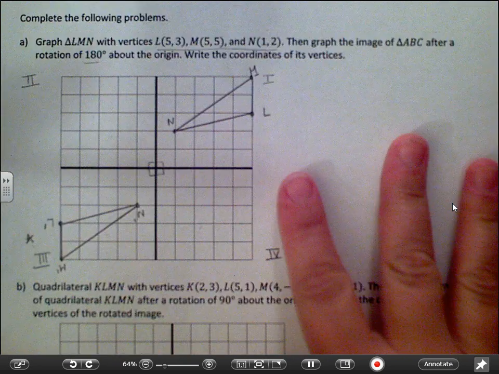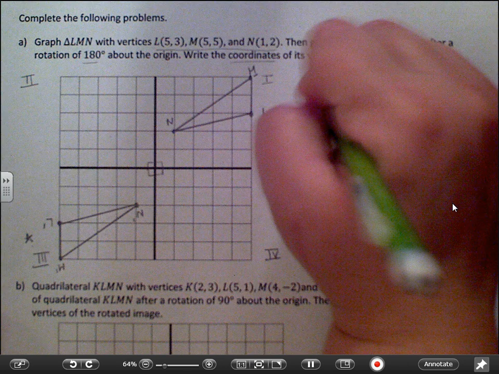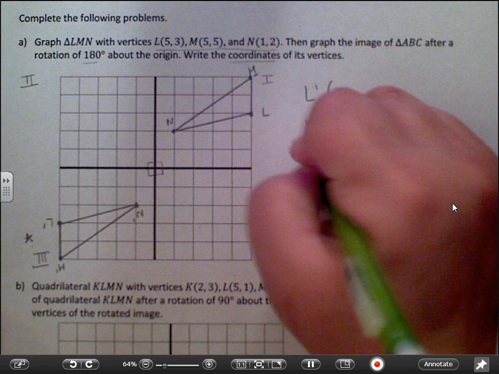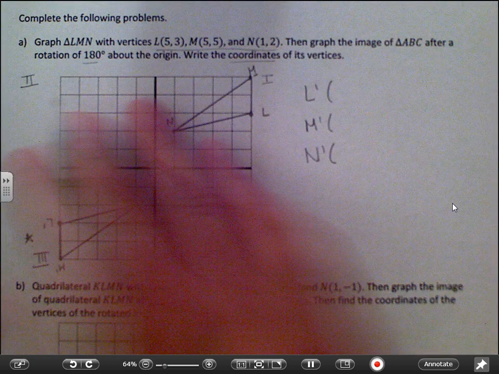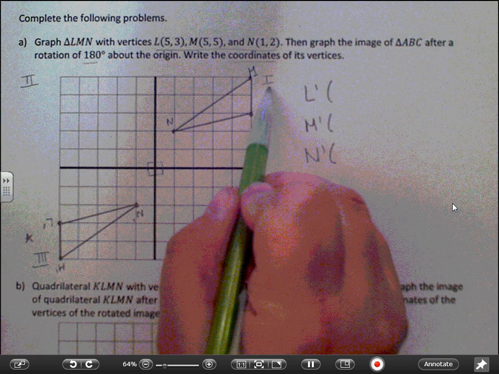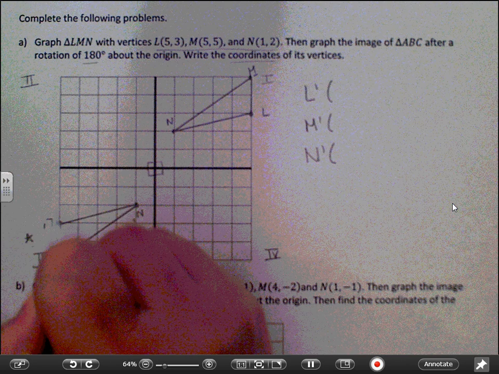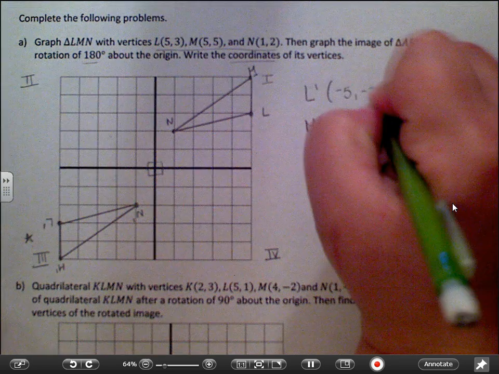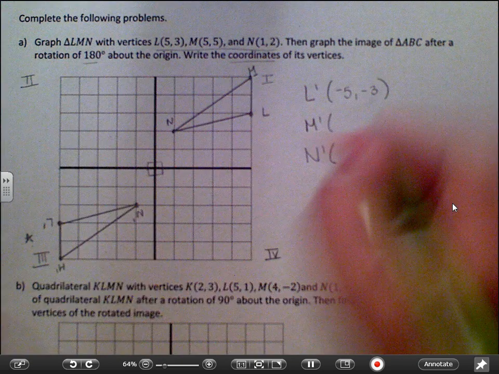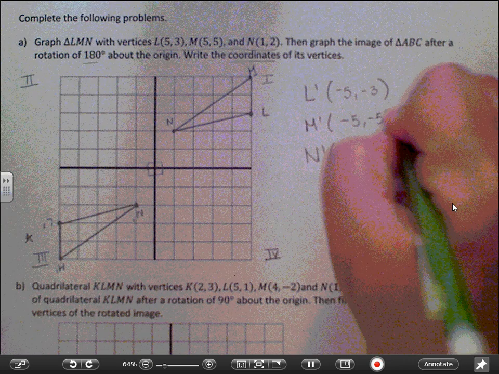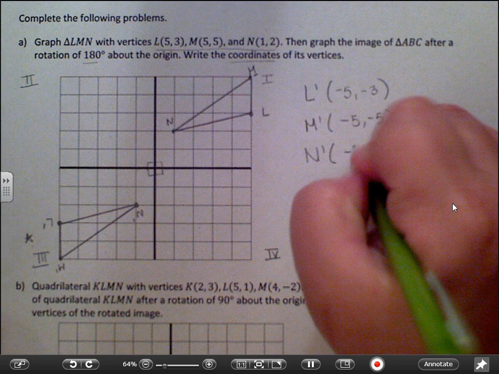Now I want the real coordinates of the image. We have L prime, M prime, and N prime. I'm back to normal. I have quadrant 1 in its appropriate place. So L prime is here, which would be (-5, -3). M prime would be (-5, -5). And N prime would be (-1, -2).